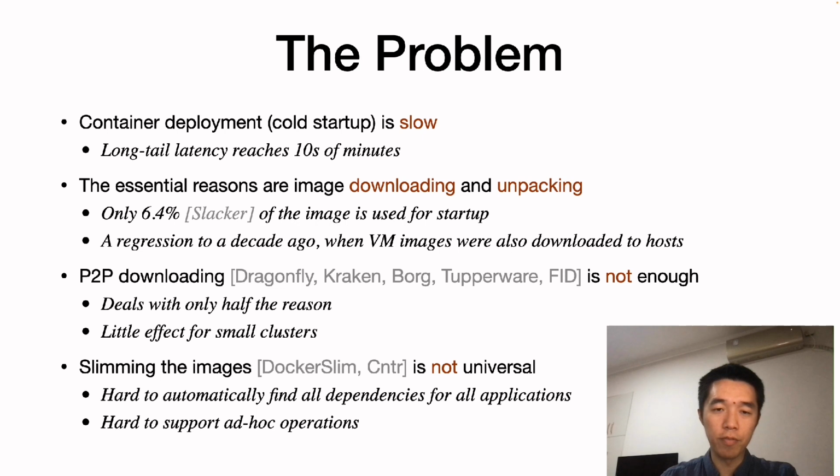They are both very slow, but the point is, only 6.4% of image is actually used, according to a previous research. To some extent, it is a regression to a decade ago, when virtual machine images were also downloaded to the hosts. P2P downloading is widely used in large clusters.